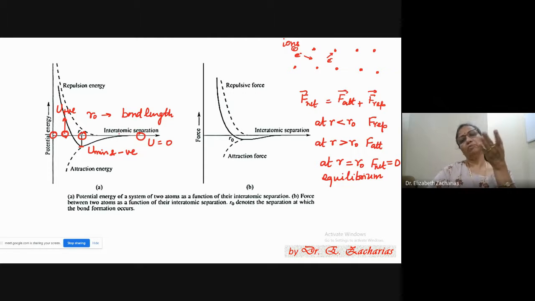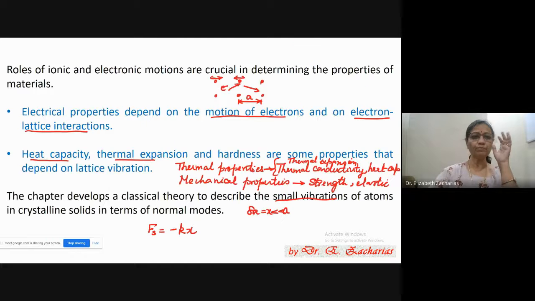Then, of course, for the bond length, you can also talk in terms of the force. You can see that the force is zero at the bond length. That is an equilibrium position. And then we have seen that the properties of materials will be essentially decided by two factors. One is the motion of electrons and their interaction with the lattices. That is one type of properties. The second will be decided by the vibrational motion of the lattices. And we have seen some examples of both these kinds also.